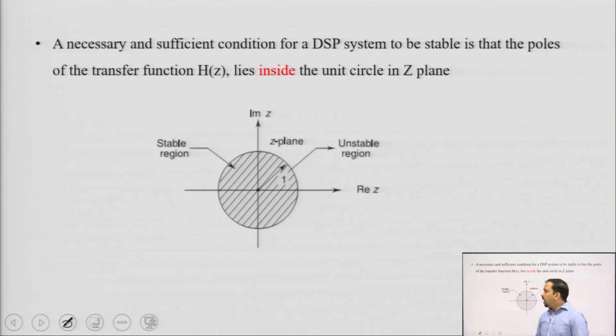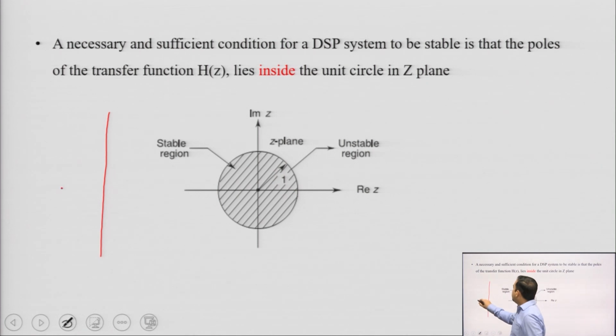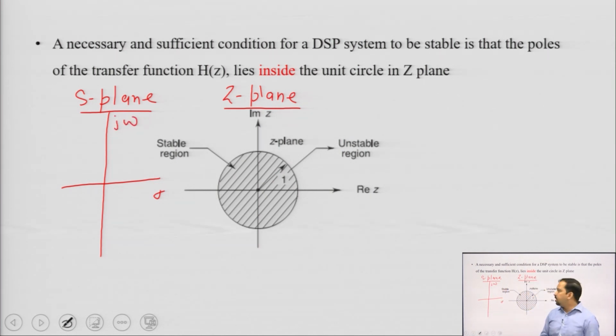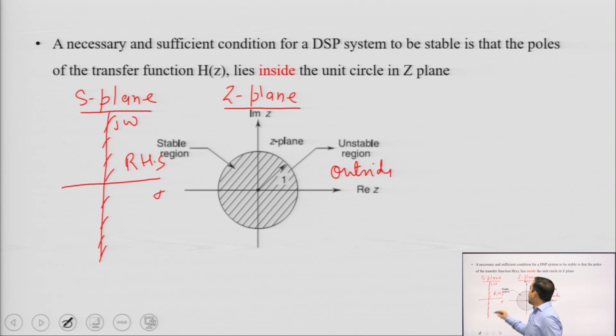So, let me discuss one small concept. This is the S plane, this is the complex Z plane. In the S plane we have sigma and j omega. What we are aware of here is that the right-hand side is mapped outside, the j omega axis is mapped onto the unit circle, and whatever points are in the left-hand side are said to be inside the unit circle.